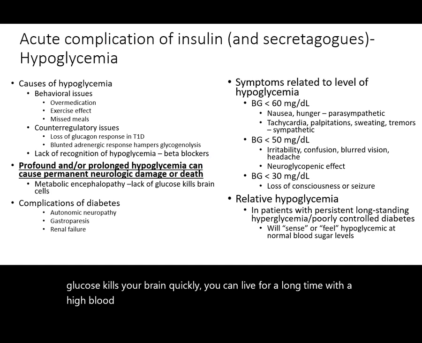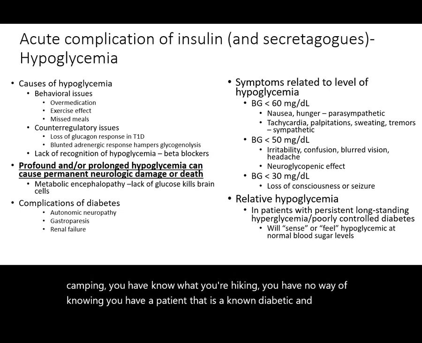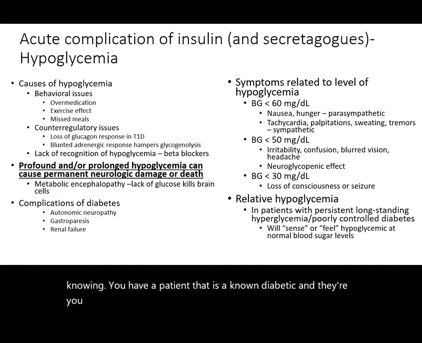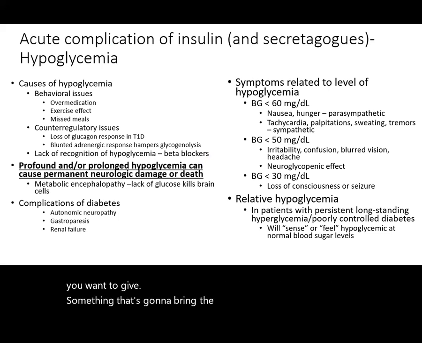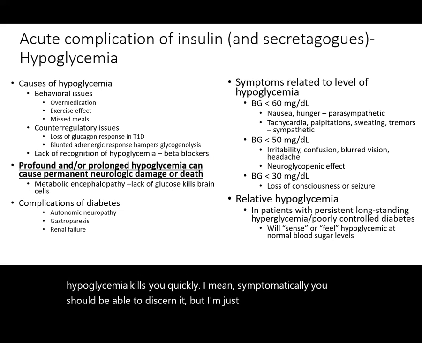So the bottom line is, say you're camping or hiking, and you have no way of knowing, you have a patient that is a known diabetic and they're obtunded. Probably if you had no way of differentiating the two, you want to give something that's going to bring the glucose up, because hypoglycemia kills you quickly. I mean, symptomatically, you should be able to discern it, but I'm just saying hypoglycemia kills you quickly.